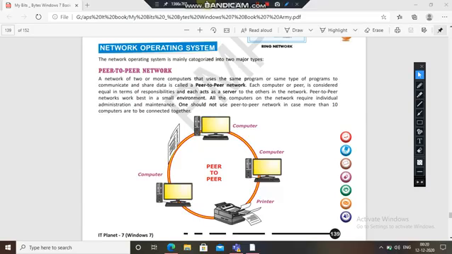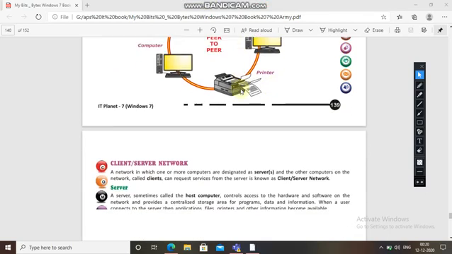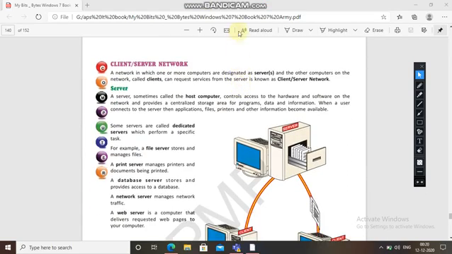So one should not use a peer-to-peer network in case more than 10 computers are to be connected together. So remember this. If more than 10 computers are connected together, then you cannot use a peer-to-peer network. Now next, this is the diagram. We come to the client-server network.